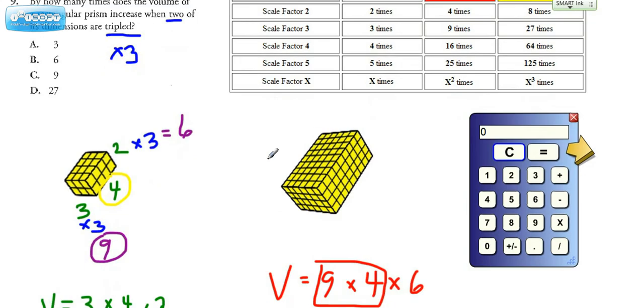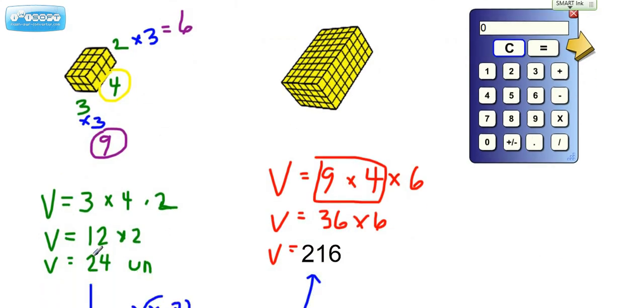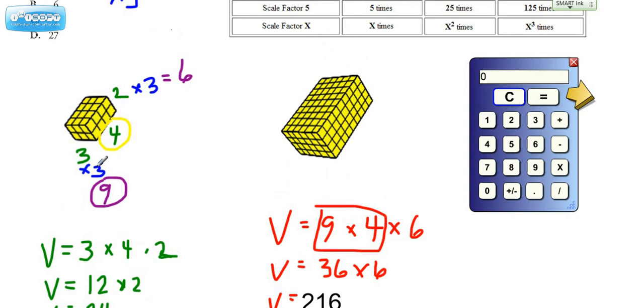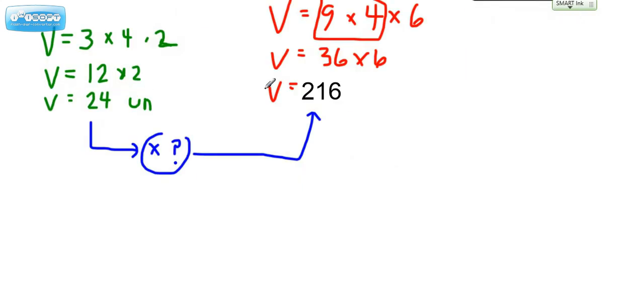So let's look at our hypothetical example. Let's say our rectangular prism is a 3 by 4 by 2. If we found the volume of that, we would get 24. If we tripled two of the dimensions, so let's say we tripled this and got 9, and tripled this and got 6, here's our new prism. But this remains the same. If we found the volume of the new figure, we get 216. So the question is basically asking us how many times bigger is this than this? We're trying to find that out.